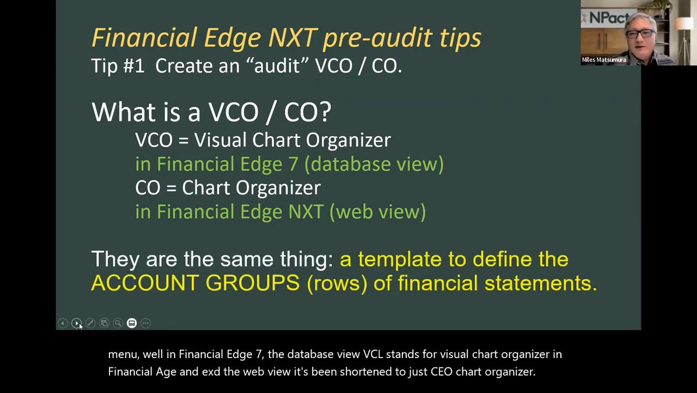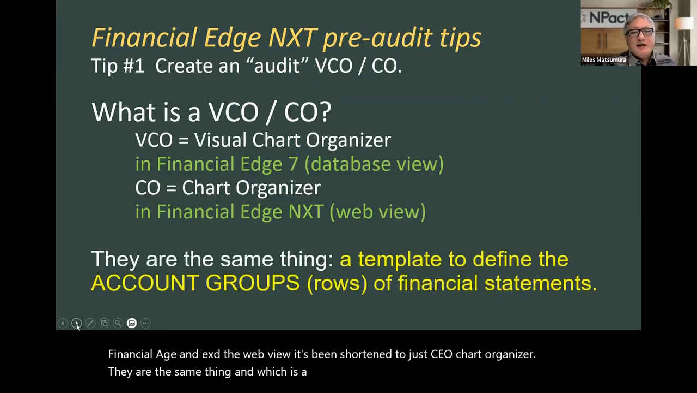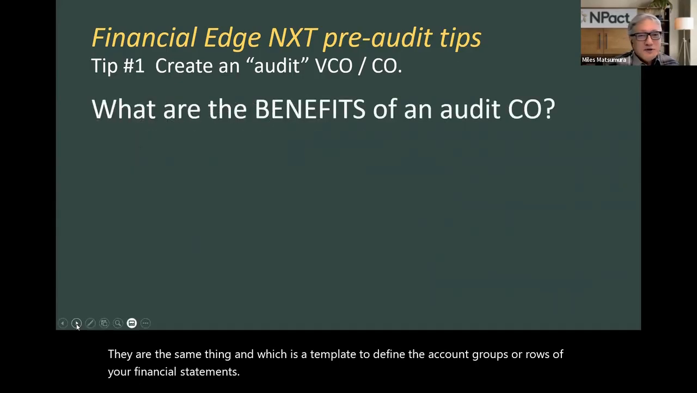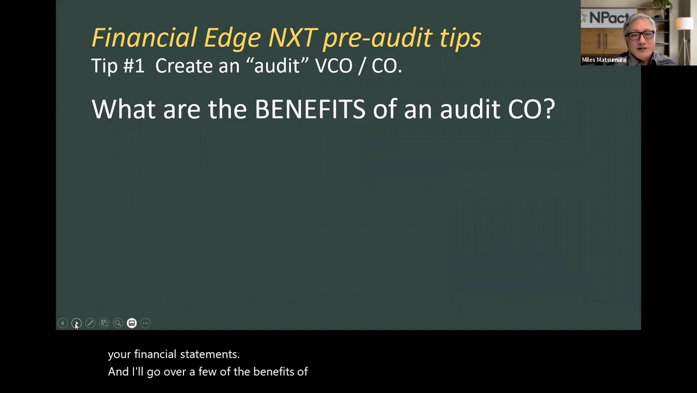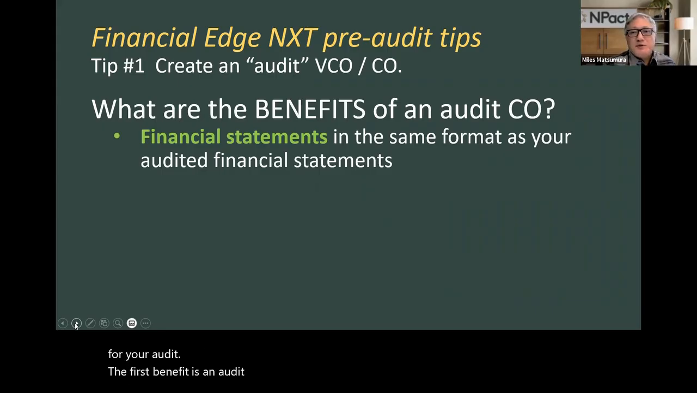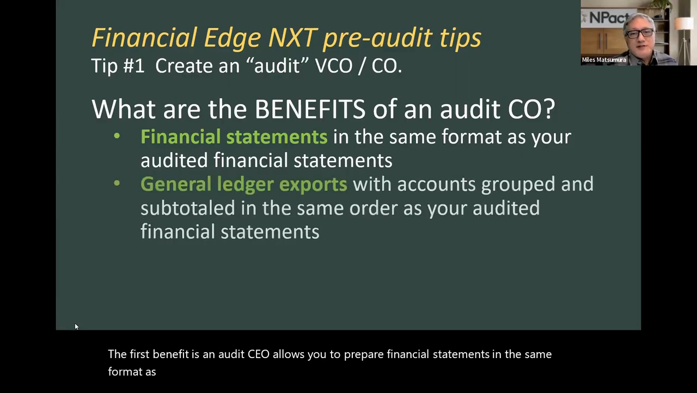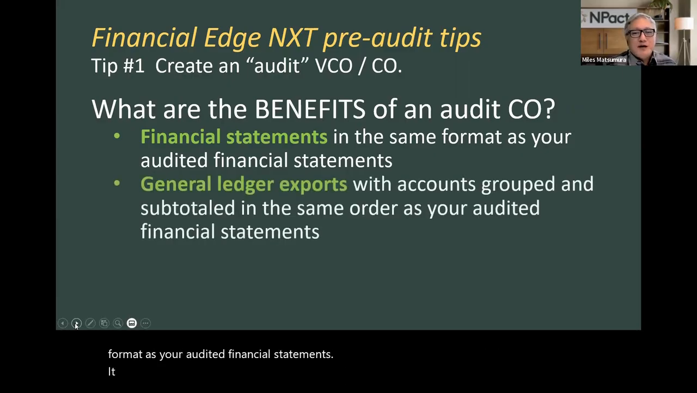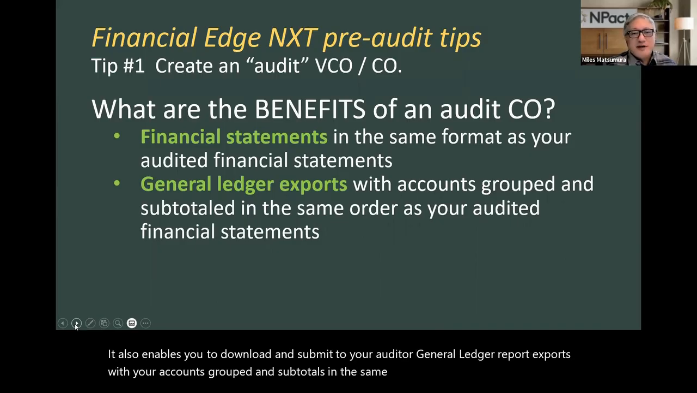They are the same thing, which is a template to define the account groups or rows of your financial statements. I'll go over a few of the benefits of having an audit CO, or a chart organizer, specifically for your audit. The first benefit is that an audit CO allows you to prepare financial statements in the same format as your audited financial statements. It also enables you to download and submit to your auditor general ledger report exports with your accounts grouped and subtotaled in the same order as your audited financial statements.